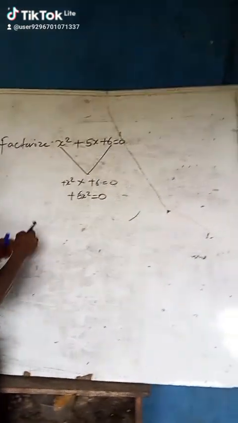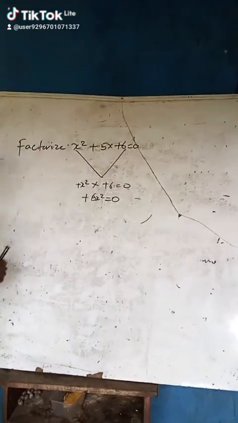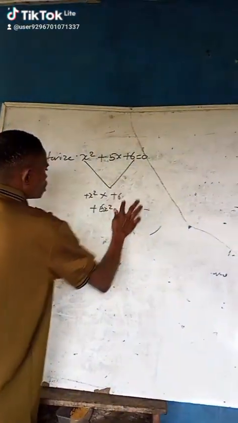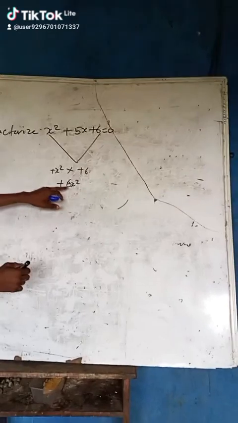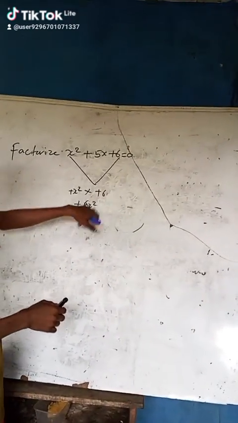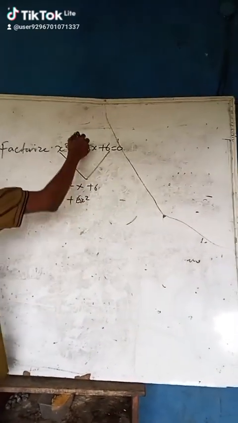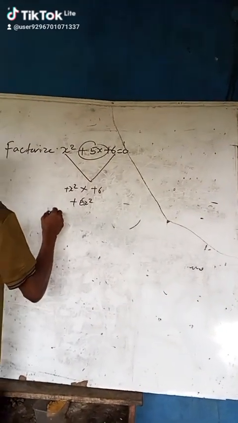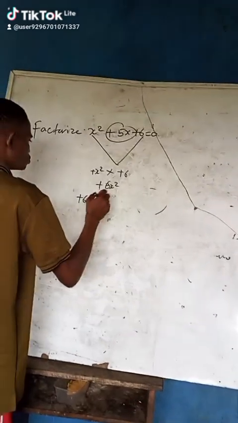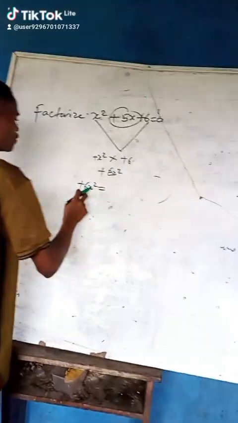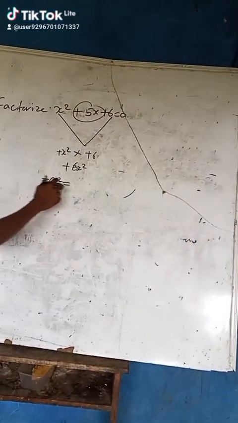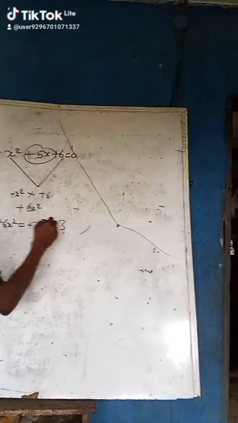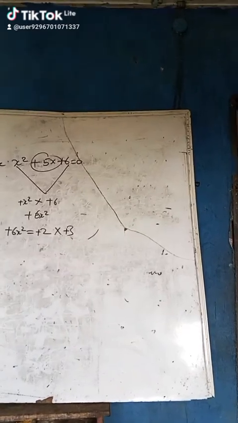Now we have to express this plus 6x squared. How can we get this? Let us find what we can multiply to give us 6, which is 2 times 3. We now have plus 2 and plus 3.